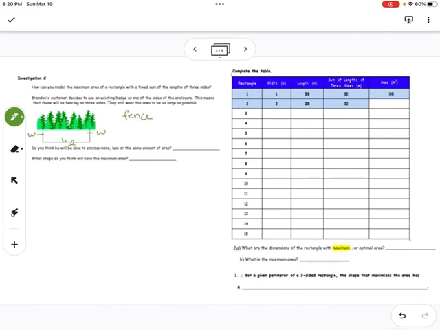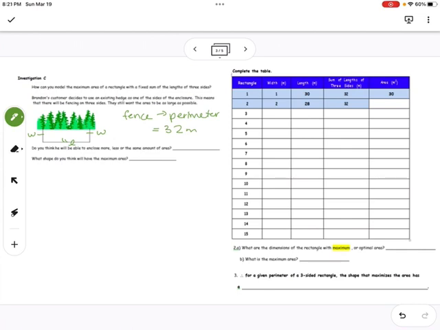So the fence or the perimeter equals 32 meters. And we're going to be finding what will give us the maximum area.